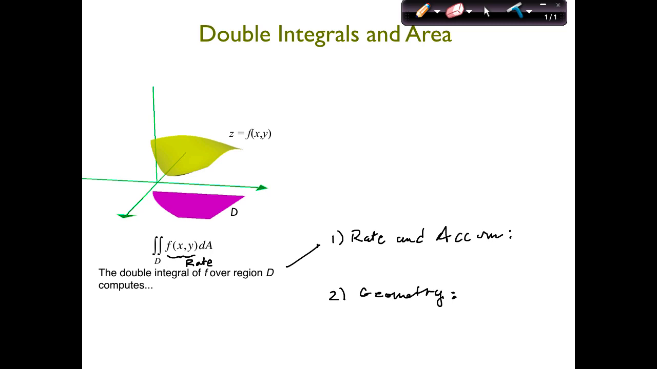If this is a multivariable rate of change, a rate with respect to two different things changing, what does the value of that double integral compute? The total accumulation of a quantity whose multivariable rate is f. So it's the net accumulation of some quantity whose multivariable rate is f. What about geometry?